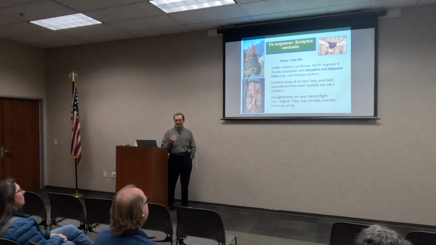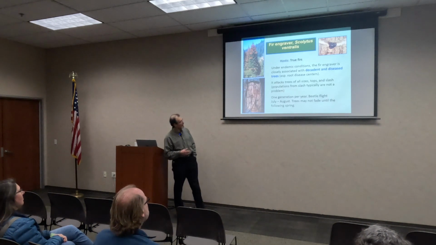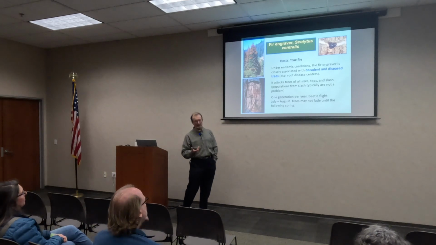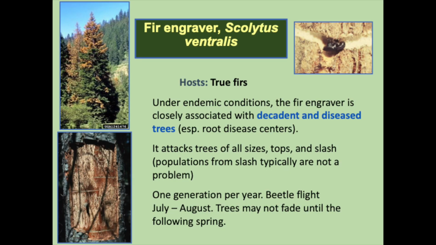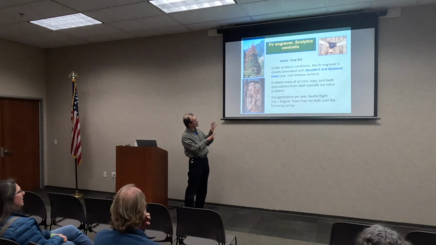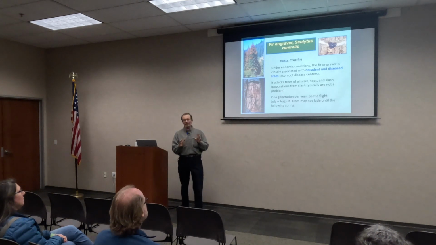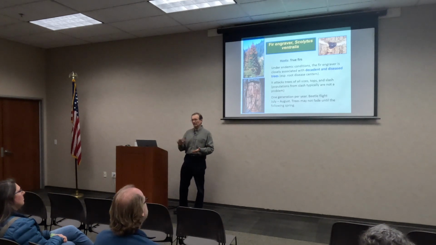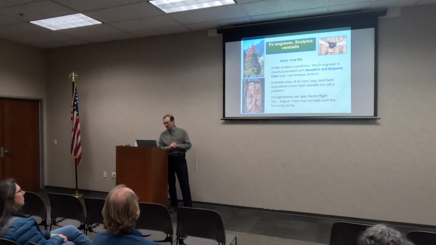True firs like white fir and red fir are attacked by the scolytus. This is an interesting beetle because it's very closely related to drought and disease. It typically attacks in endemic situations, you know, old trees, diseased trees, but when we have a drought, the populations can just explode. Probably more so than many other beetle populations.